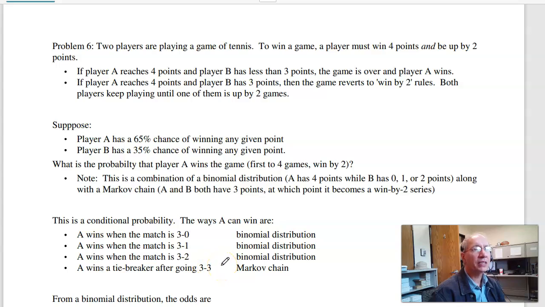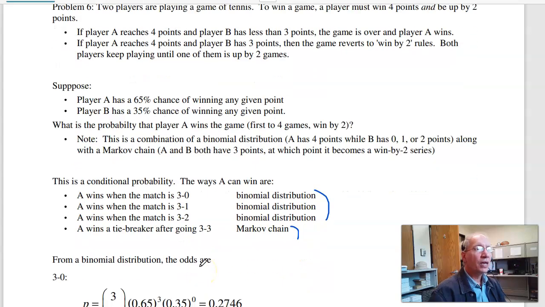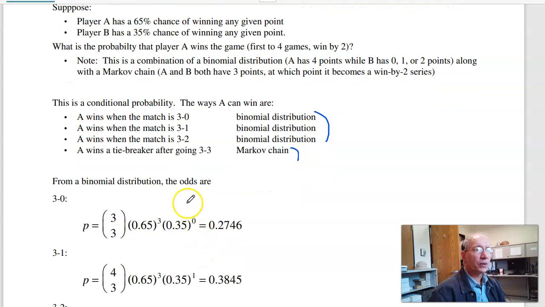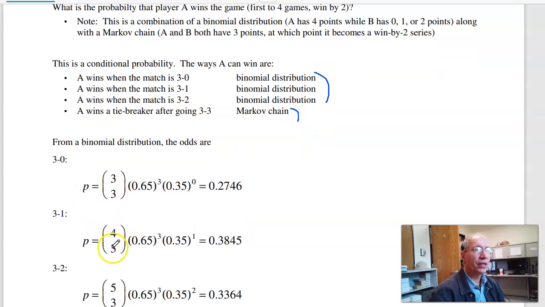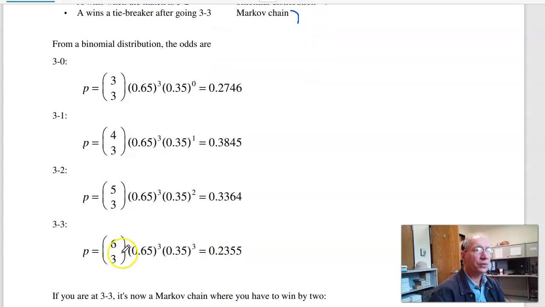So to calculate the chance that A is going to win the match, I need to calculate 3 binomial distributions that are a Markov chain with conditional probabilities. So, start with the first one. The probability that the match goes 3-0 is that in 3 games, A wins 3 times. Probability that A wins, A loses, 27% chance the match will wind up at 3-3. 3-1, 3-2, 3-3.